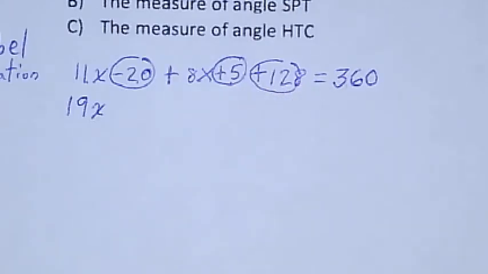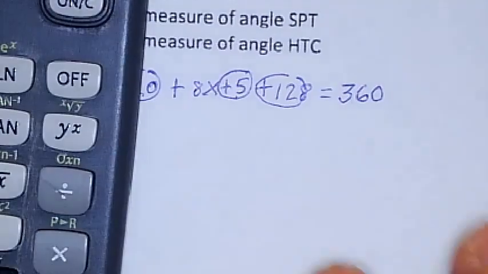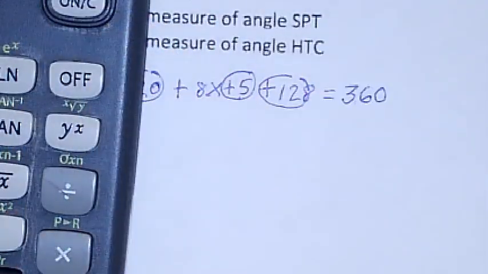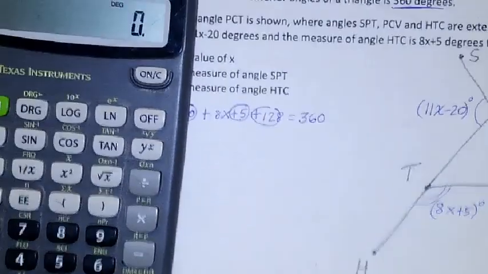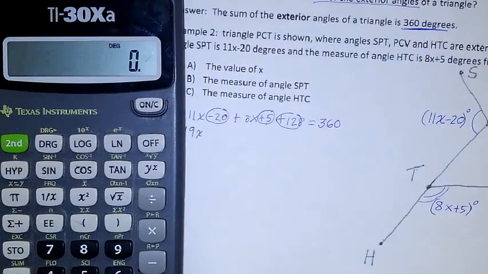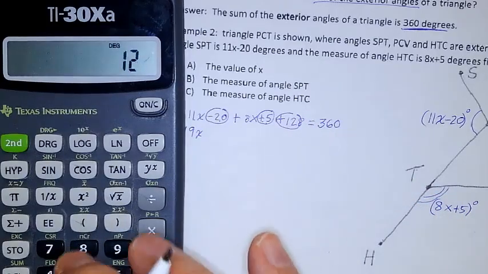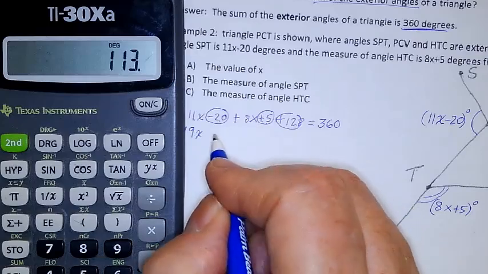You can grab your calculator. And you start with the negative 20. So you go 20, you put the plus minus. That's a plus 5, so you go plus 5. And that's a plus 128, so you go plus 128. And that gives you 113.